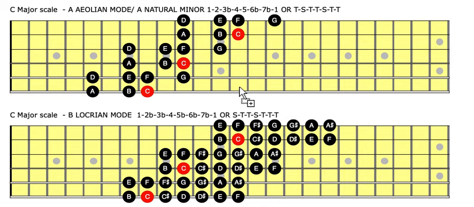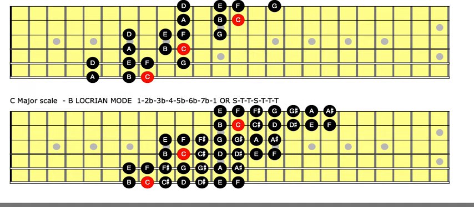This is a C major scale, and it's the A Aeolian mode, or A natural minor. And there is the scale: 1, 2, flat 3, 4, 5, flat 6, flat 7, 1. And that's beautiful. This is the 3-note per string, 4-note per string Aeolian mode. Now we go to the next one.